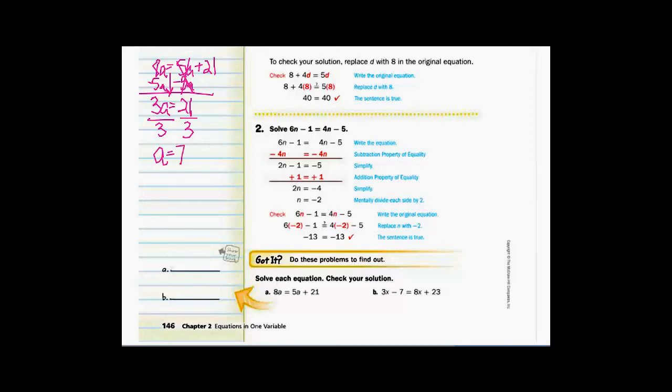And again, you can check it. 8 times 7, 56. 5 times 7 is 35. 35 plus 21, 56. That means we know we got the right answer. All right, the second one.